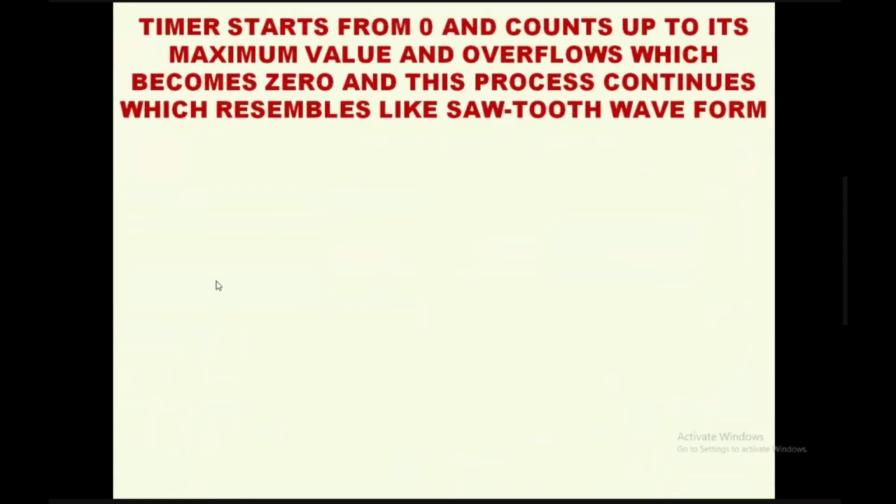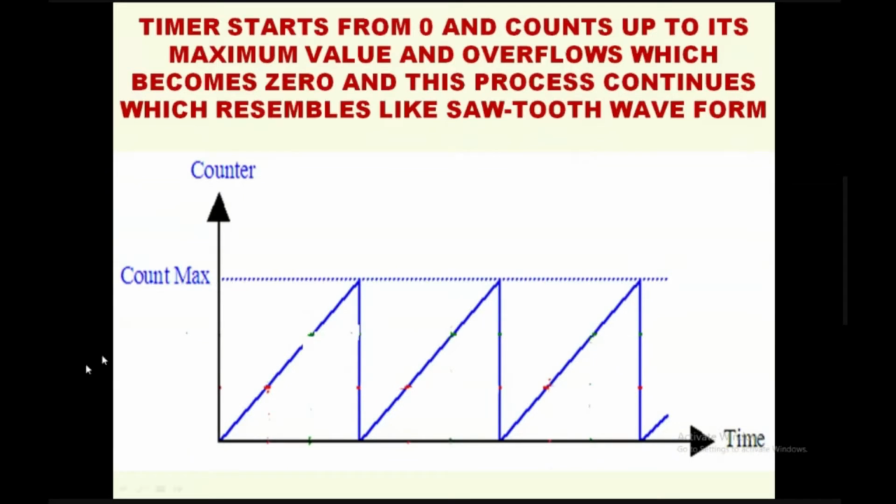Okay, so here the timer starts from 0 and counts up to its maximum value and overflows, which becomes 0. And this process continues, which resembles a sawtooth waveform, as you see here. Timer starts from 0, the timer goes up to the maximum value, and then it overflows, so it becomes 0. Then again it starts from 0 and goes up to the maximum value. When it overflows, it becomes 0. This is the fundamental concept that we already know very well. The timer counts from 0 to maximum.